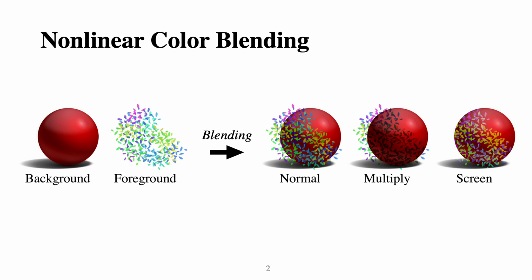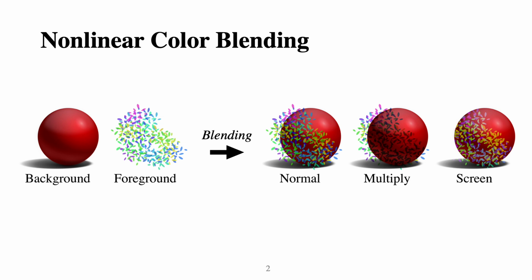First, let me introduce what is nonlinear color blending. Nonlinear color blending, which is called advanced blending, is a procedure wherein the background colors in an image are mixed with the foreground colors. In particular, nonlinear color blending indicated by blend modes such as normal, multiply, screen, is extensively employed by digital creators to produce attractive effects.